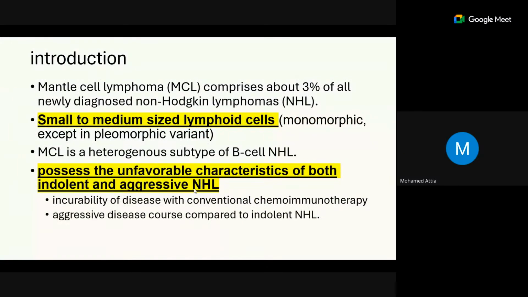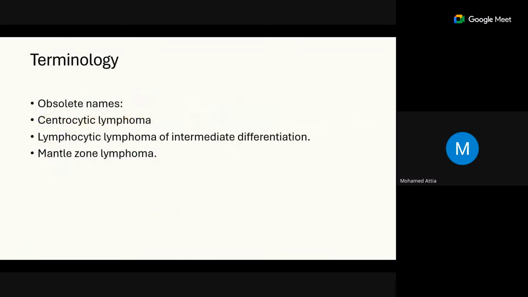So mantle cell lymphoma comprises about 3 to 6% of newly diagnosed non-Hodgkin lymphoma. It's not too much, it's not too little, and it is small to medium sized. The small one is the monomorphic, except the polymorphic variants, which are an intermediate size, and it is a heterogeneous type of non-Hodgkin lymphoma, with some different outcomes, and mostly it possesses unfavorable characteristics of both indolent and aggressive disease. So it is not that good, and it's not that bad. It is something in between, as we will see now.